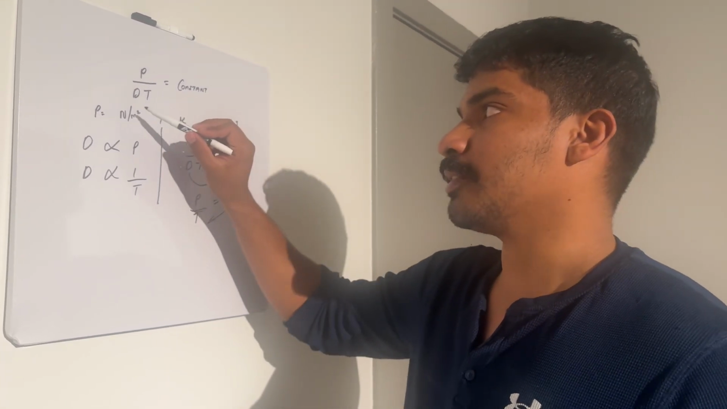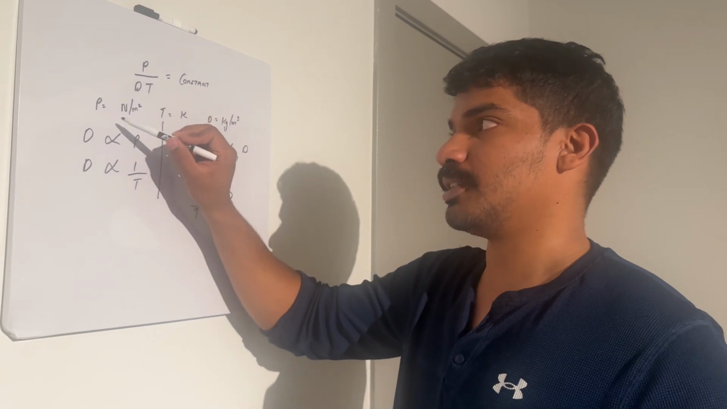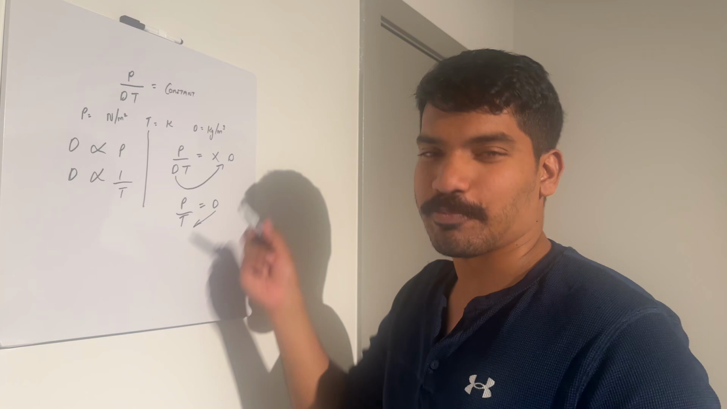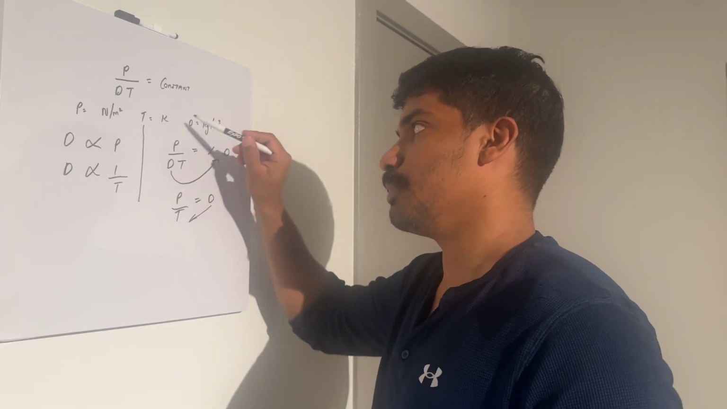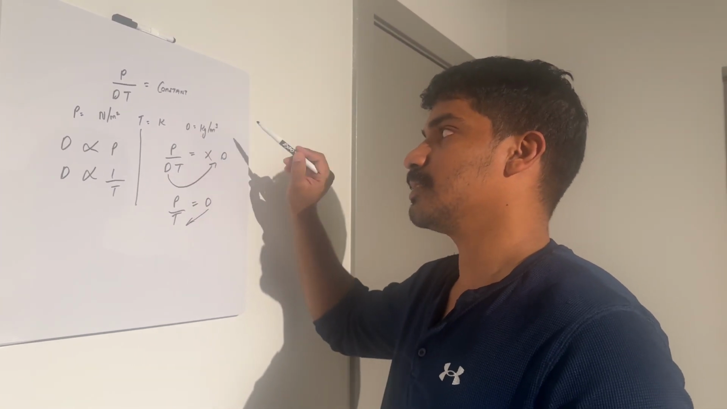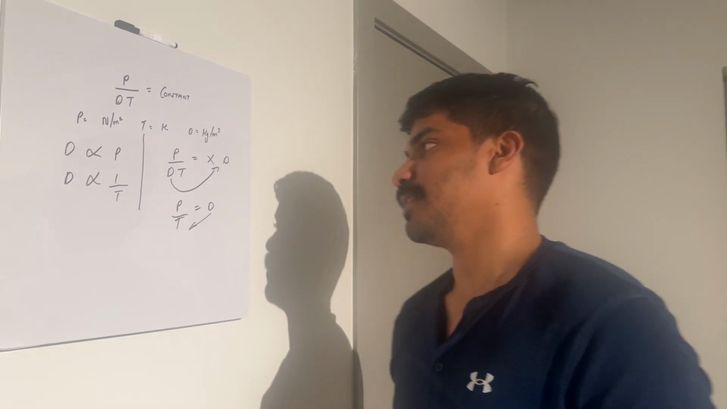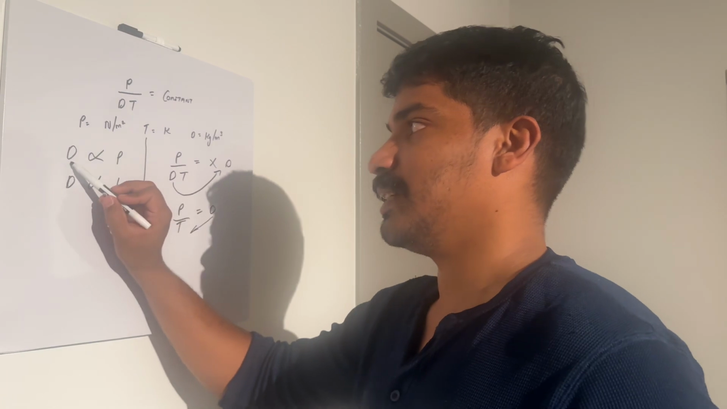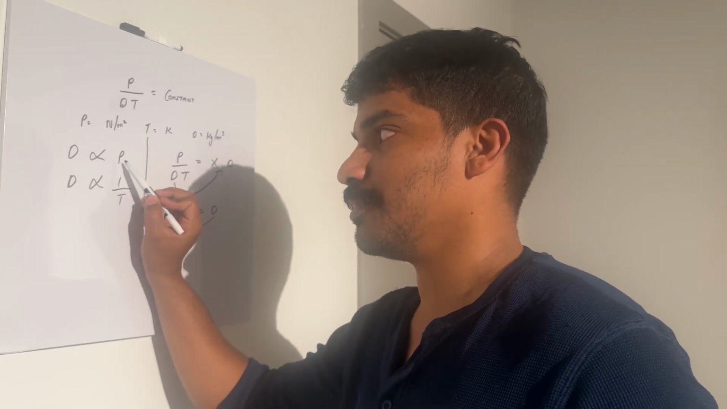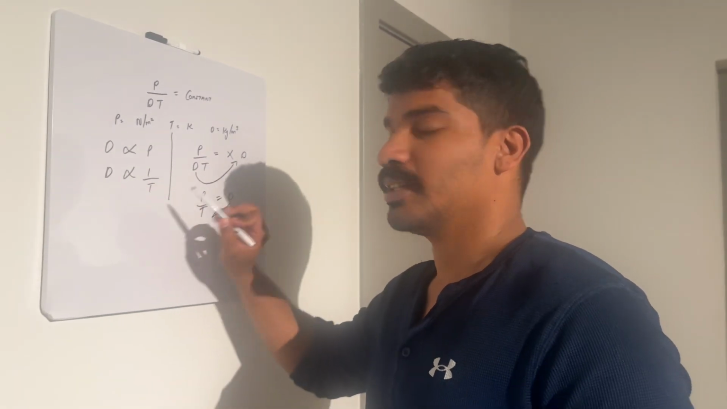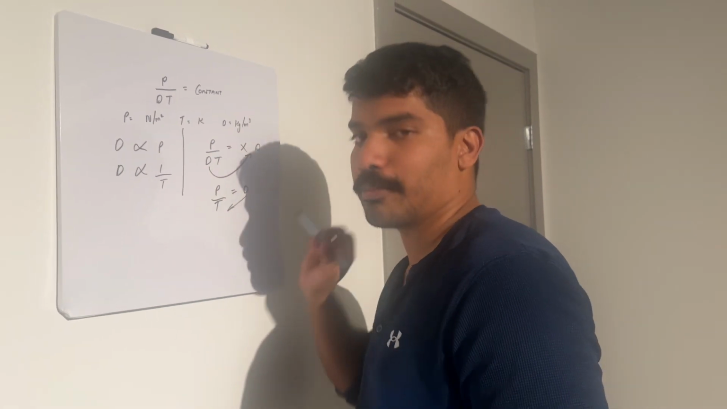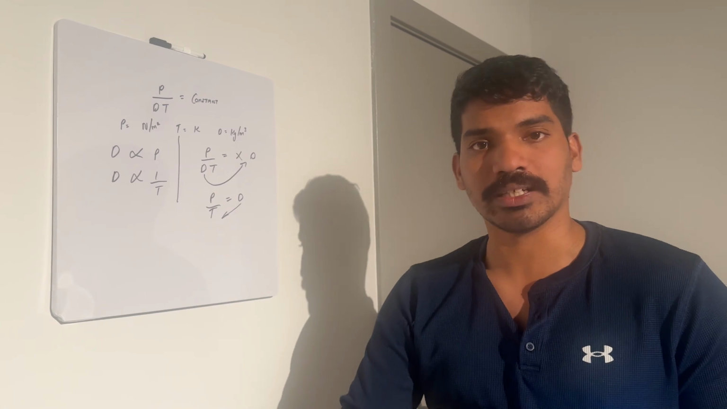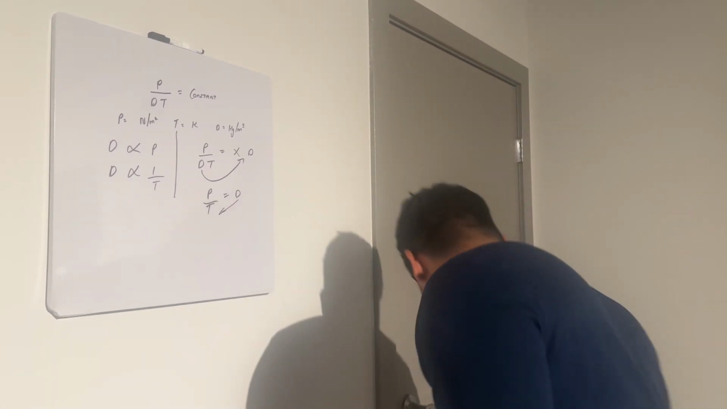Now we'll get back to the units. Pressure is newtons per meter square. Temperature is absolute temperature, which means it will be in Kelvin, and density is kg per meter cube, right? So one thing I want you to remember, density is directly proportional to pressure and density is inversely proportional to temperature. That basically is your universal gas law, right?